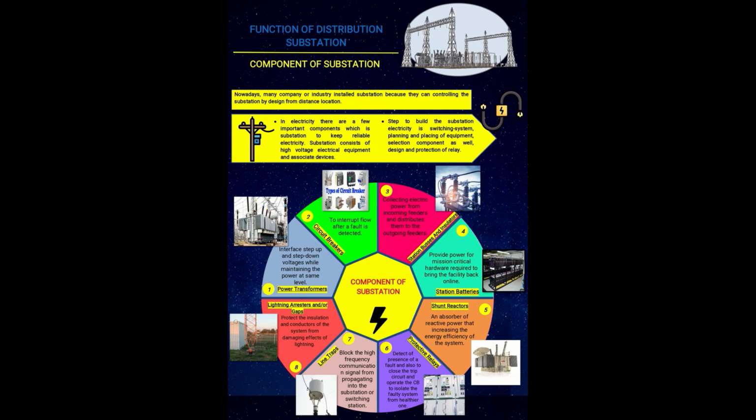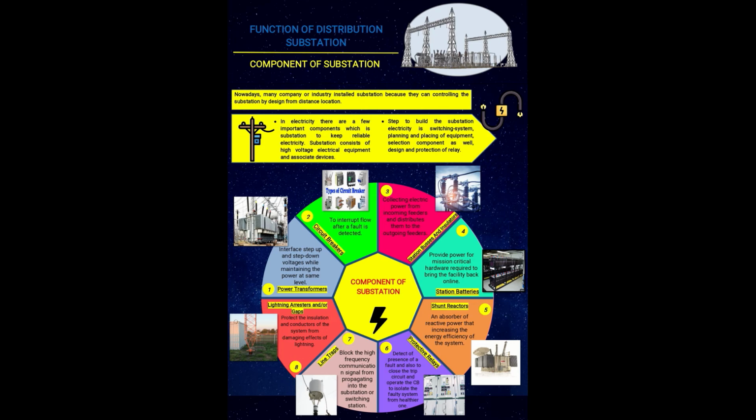So this is the poster that me and my team have designed. Quite colorful, isn't it? The title of our poster is Function of Distribution Substation. And the topic this poster shows is about the components of a substation. The two yellow rectangular boxes are about the abstract and introduction to the substation, while the circle that has 8 tabs in it is about the components.